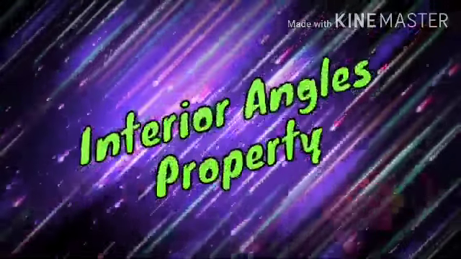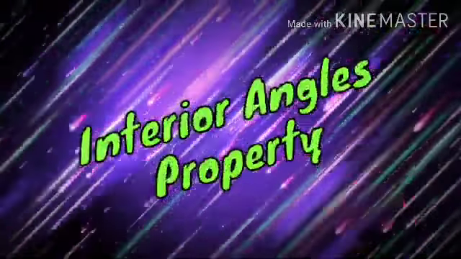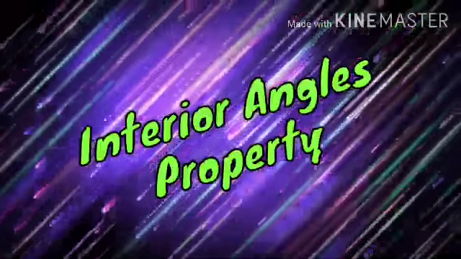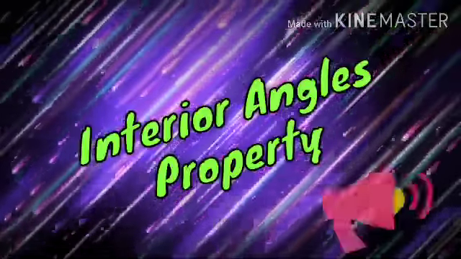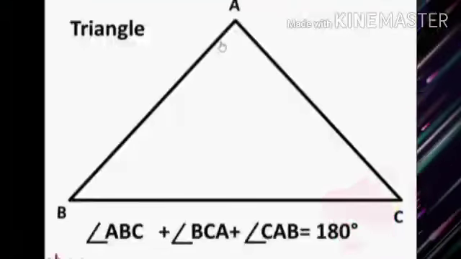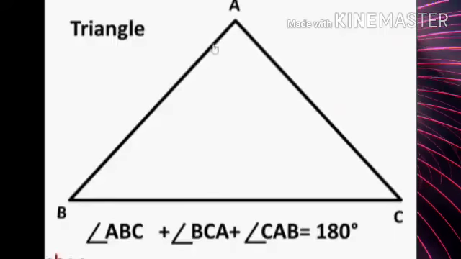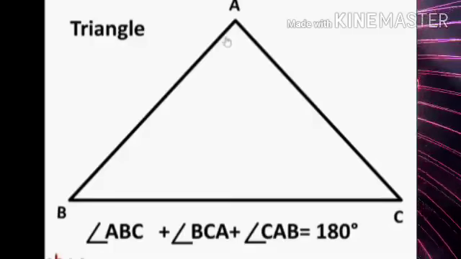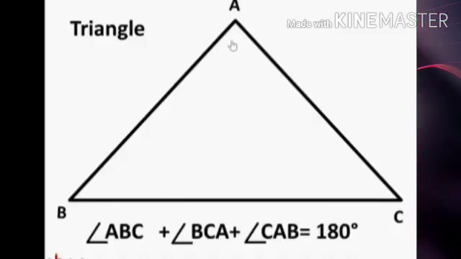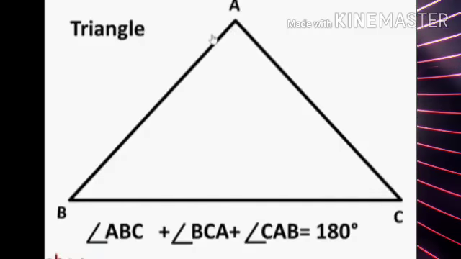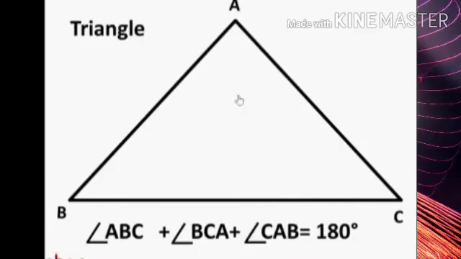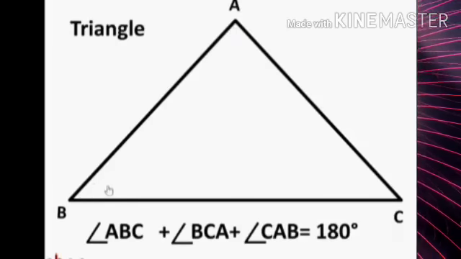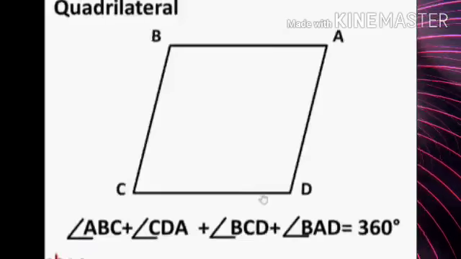In this module, we will learn about the interior angles property of different polygons. That is, how to find the sum of interior angles of a polygon. Look at the given figure. It is a triangle. And you very well know that the sum of the angles of a triangle is 180 degree. That is, angle ABC plus angle BCA plus angle CAB is equal to 180 degree.